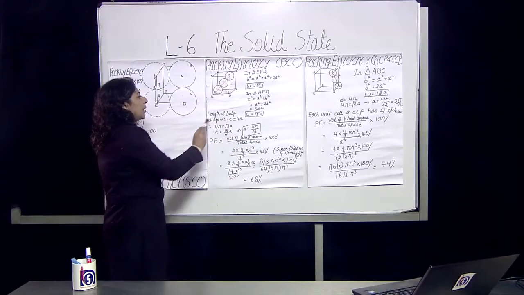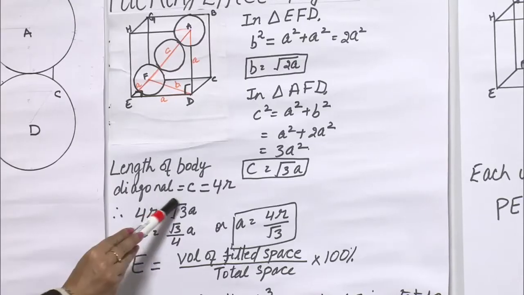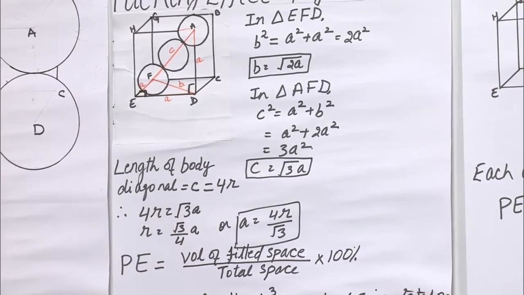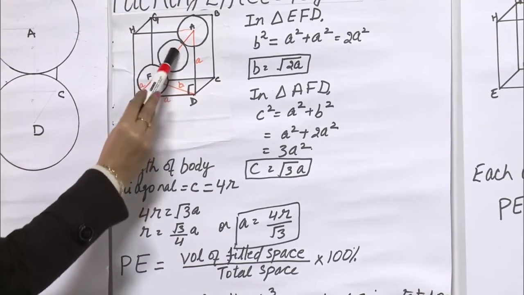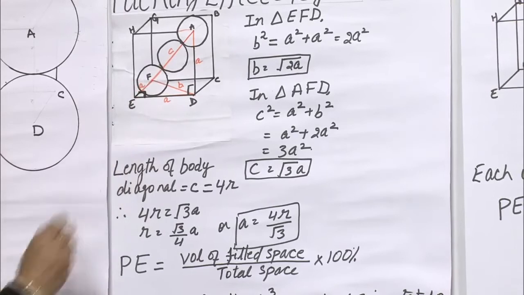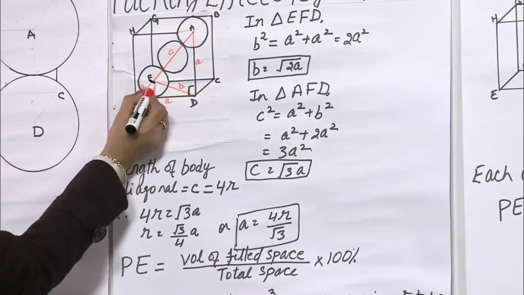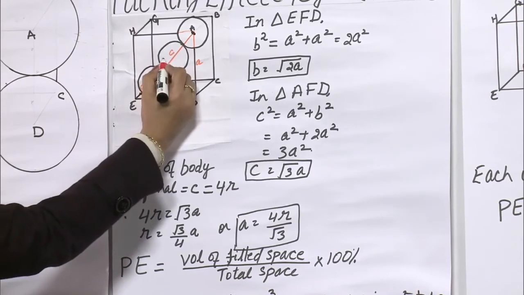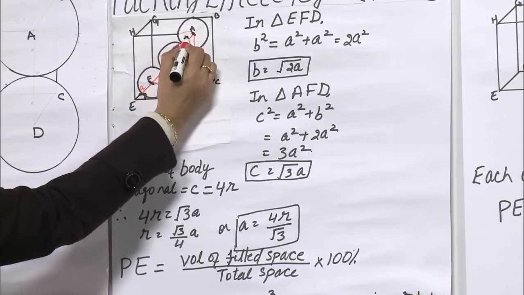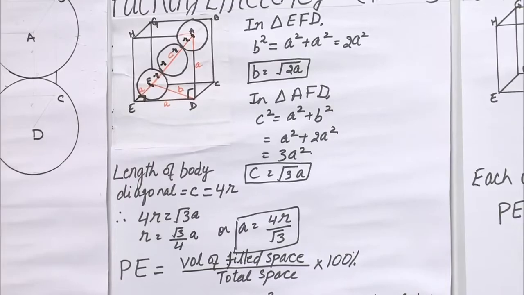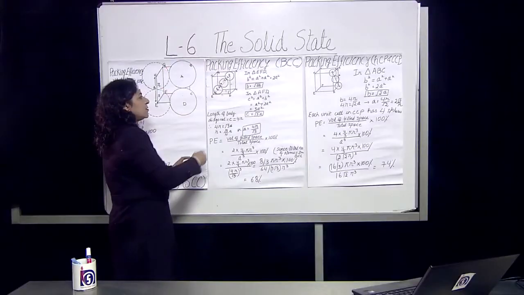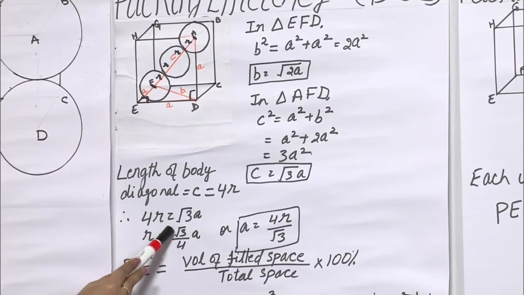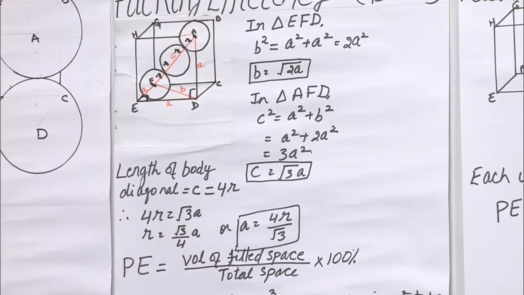Now the length of the body diagonal, that is c, is 4 into r. How 4 into r? Because from here to here the value is c. This is 1r, 1r, 1r and 1r. That means 4r. So c is equal to 4r, and 4r is equal to root 3 a. Now how come?